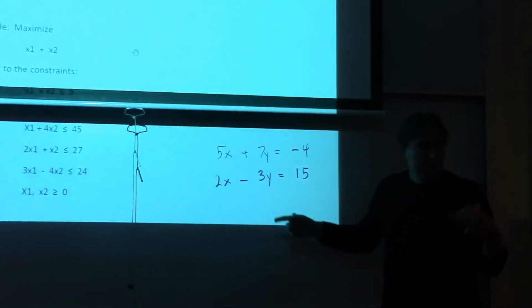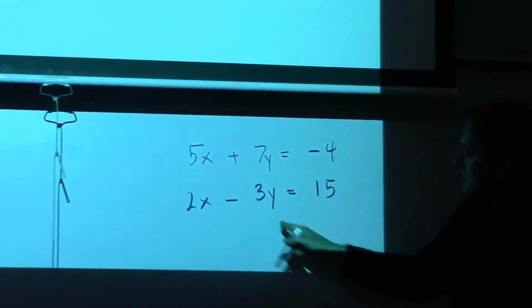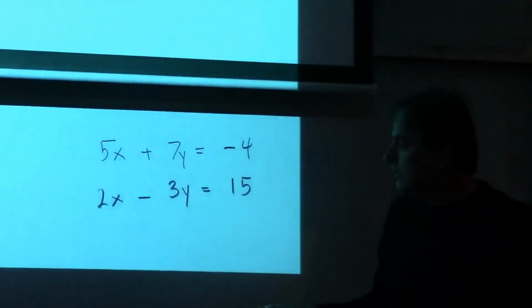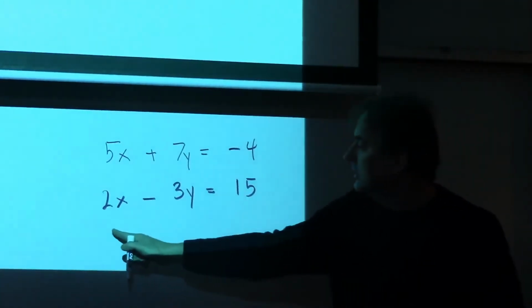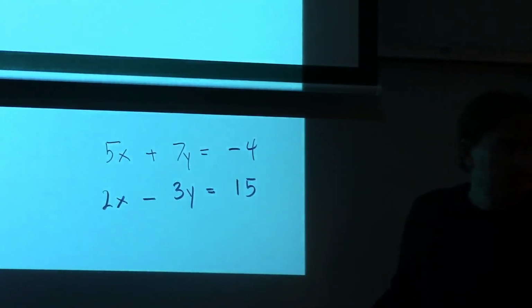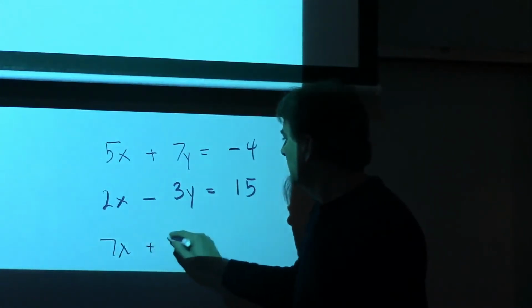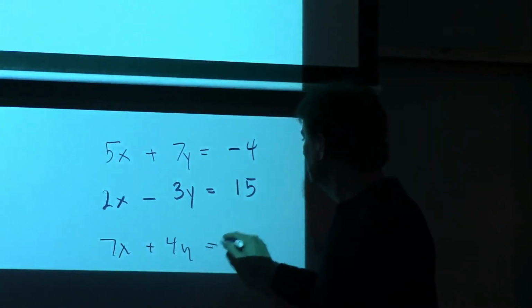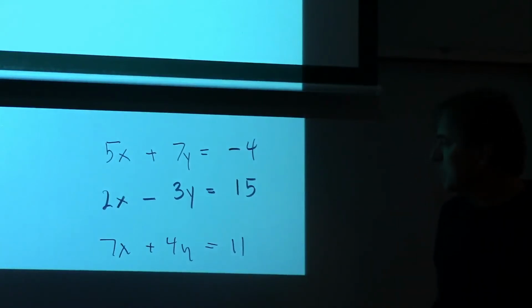Okay, so what we want to do is solve for x or for y. You can see here, what can we do? We can add the equations together. If we add the equations together, we're going to get 7x plus 4y is equal to 11. So we get 7x plus 4y is equal to 11, right? Does that help us?